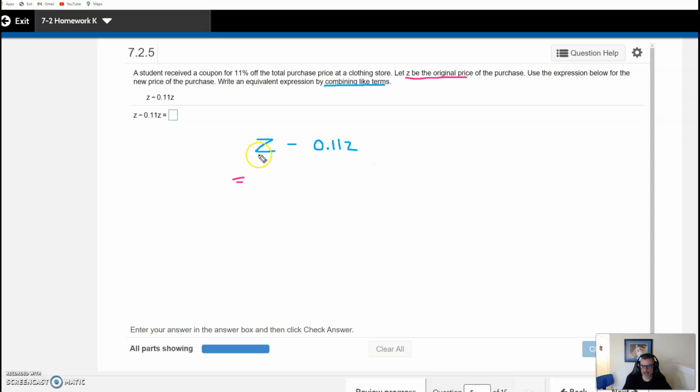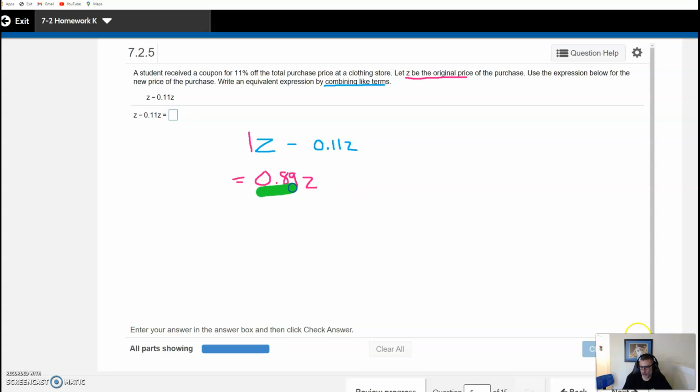Right? So because they have like terms, I can combine these. What this is really saying is this is 1z. I have 1z, and I'm subtracting 0.11 z's. So what's left? Well, what's 1 minus 0.11? It'd be 0.89 z's. In other words, you're paying 89% of the original price.